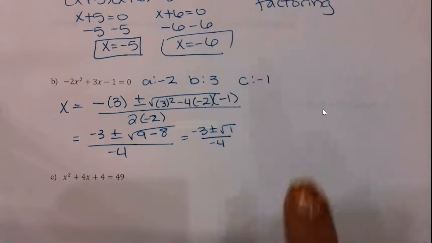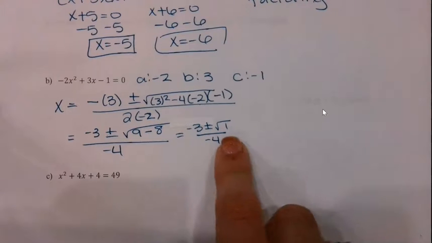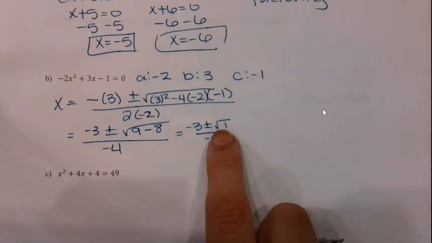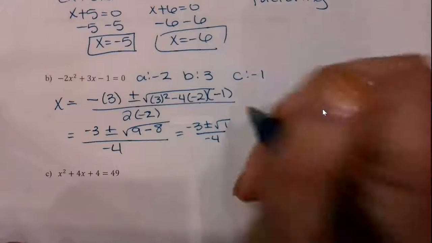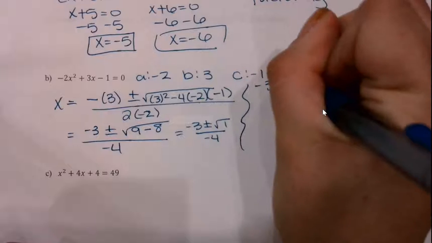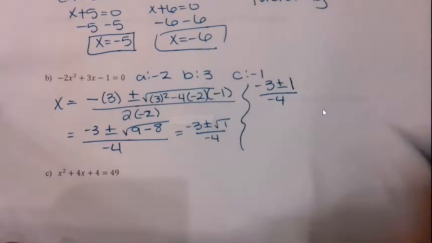I can take the square root of 1. This was something I saw on a lot of tests, that people would get to the square root of 1, and I saw it on homework assignments too. Square root of 1 is 1, because remember 1 times 1 equals 1. So then I have negative 3 plus or minus 1 over negative 4.